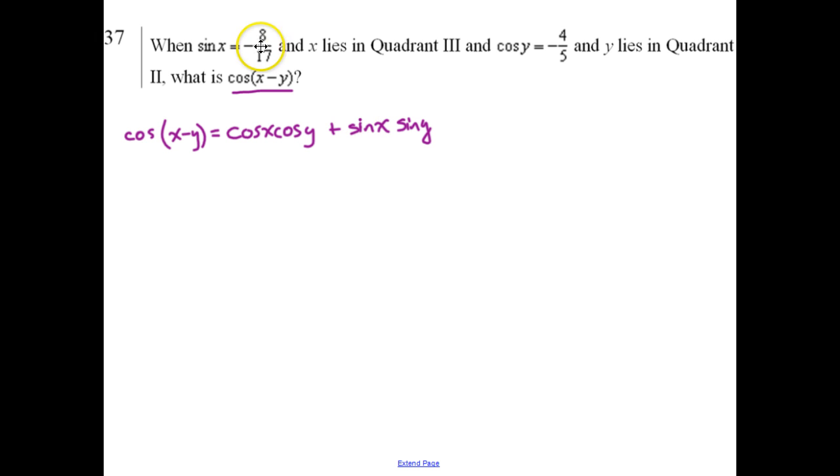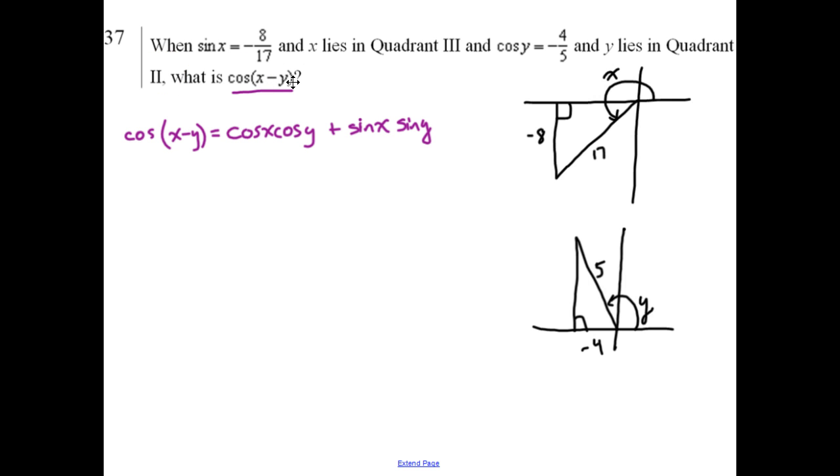We have 2 of the components here. We're going to need to draw some pictures in order to find the other 2. Well, it gives us some clues. It tells us that x is in quadrant 3 and y is in quadrant 2. So again, make your reference triangles in those quadrants.